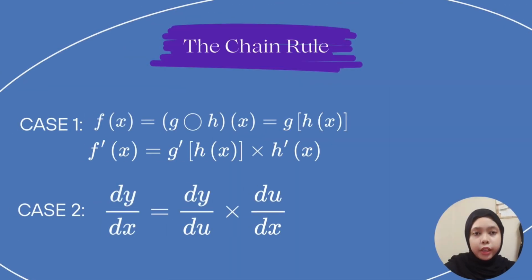Lastly is the chain rule. Chain rule has two cases. For case 1, we have two formulas, f(x) and f prime(x). And case 2 is dy over dx equals dy over du multiplied by du over dx.